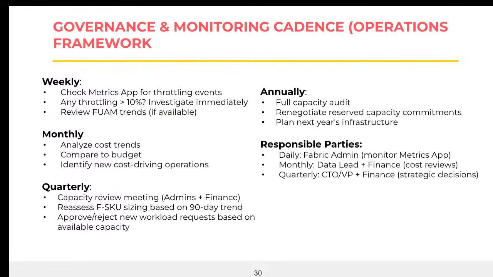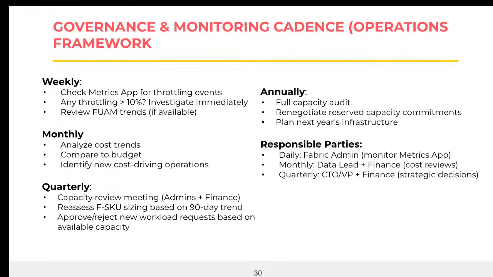And here, this one is just a governance checklist to help you. Weekly, honestly, at the beginning I checked it daily, but now I know my capacity. But weekly, check the metrics app for throttling events just to be sure that you don't see any throttling. Monthly, analyze the cost trend. What I call the cost trend: first, if you have to resume the capacity because you had some throttling, also there is another very useful package.